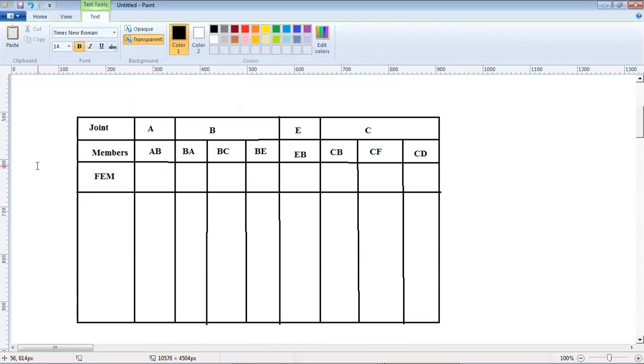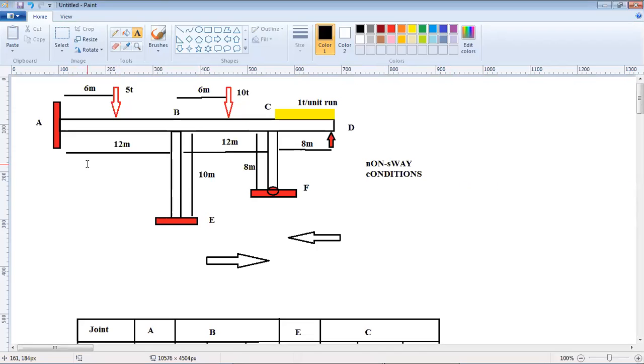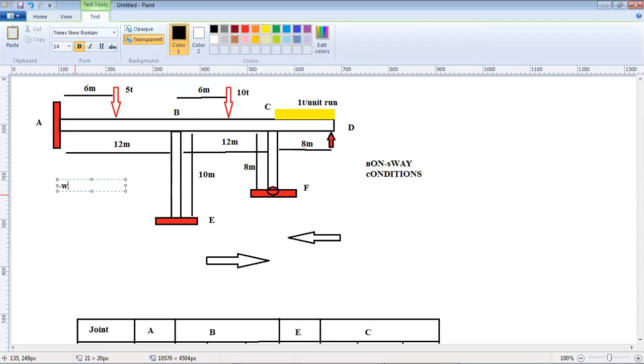Fixed end moments. What will be the fixed end moment? Last time we discussed this, when there is a point load, it's WL by 8. Is that right? WL by 8. So it will be minus WL by 8 for AB at end A, and it will be plus WL by 8 for AB at end B.